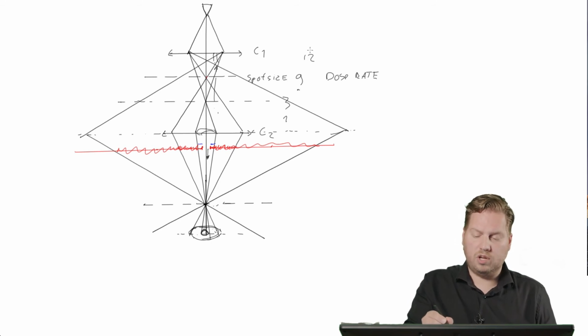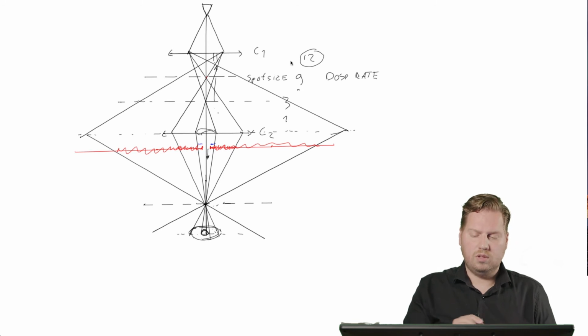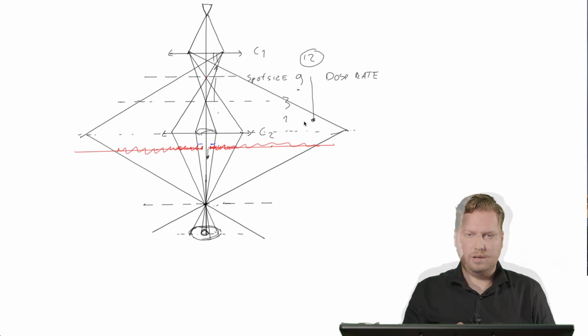So a larger spot size number is a stronger C1 lens. So going to spot size 12, we have a stronger C1 lens. And consequently, we will have less light per time, less electrons per second coming through our C2 aperture. And therefore the dose rate at high spot size numbers is low, and the dose rate at low spot size numbers is high.